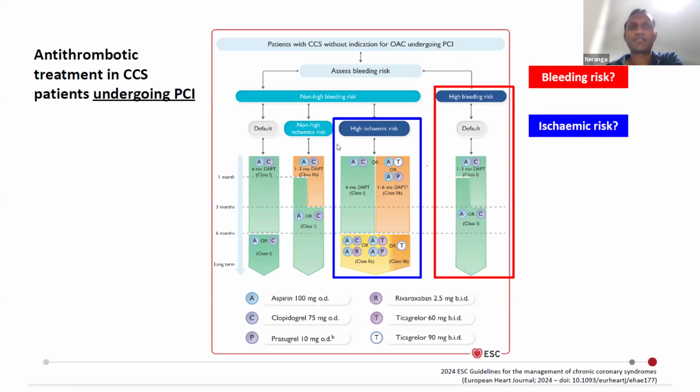In those days the default approach was 12 months. Now the default approach is 6 months of dual antiplatelet therapy, then aspirin or clopidogrel. Some trials now favor clopidogrel also, but post CABG it's definitely mainly aspirin. But if the patient is at high bleeding risk, you can stop dual antiplatelet therapy after even 1 to 3 months, then continue single antiplatelet. And if the patient has high ischemic risk, you can give dual antiplatelet for 6 months or even longer, 12 months, or even 36 months, 3 years, etc.